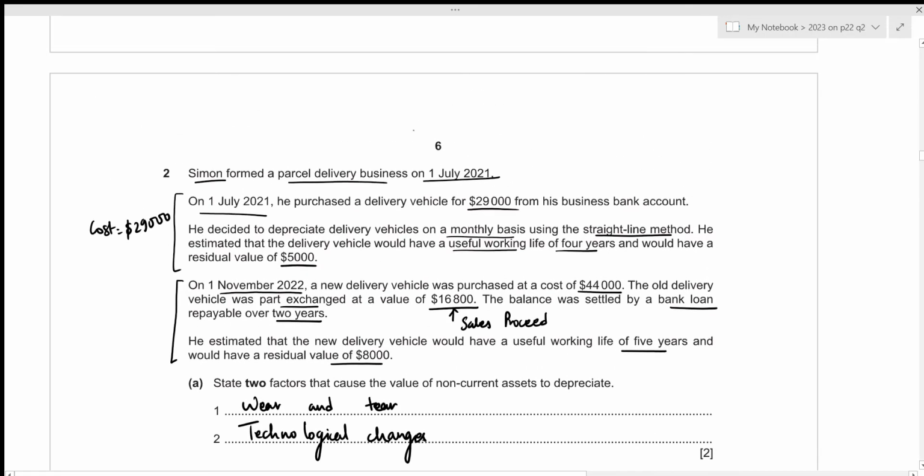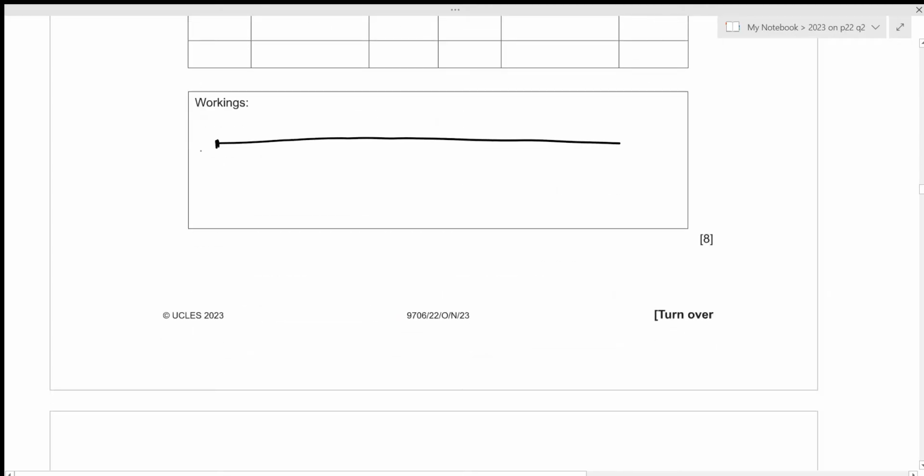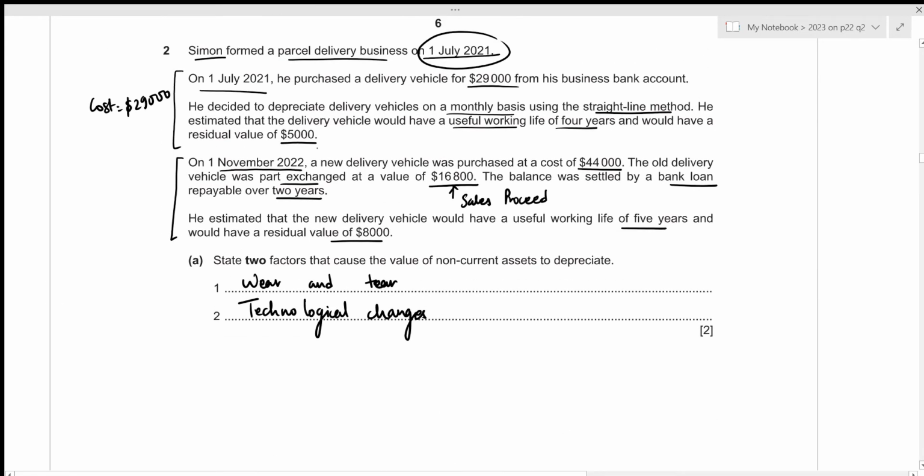The business was formed at the date of 1st July 2021. So this is our opening date, 1st July 2021. Then we have the 1 year cycle. This is the 1st July 2022. This is the 12 months. Then a new vehicle was purchased on 1st November 2022.